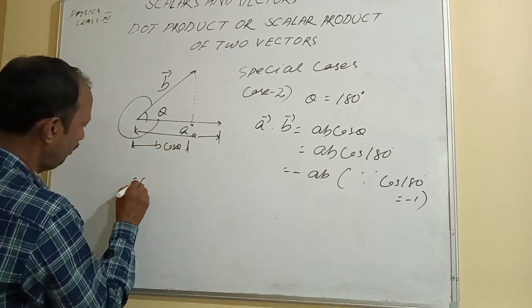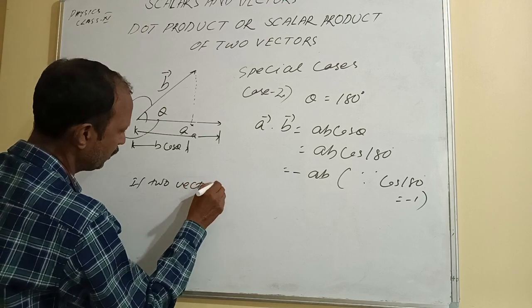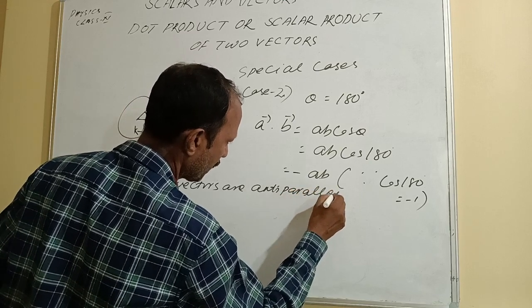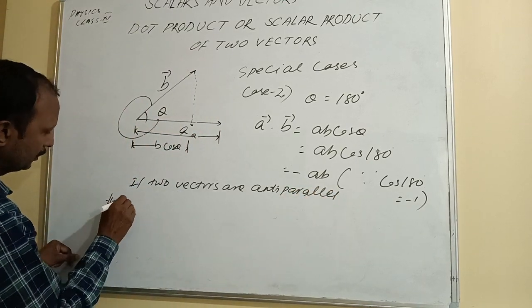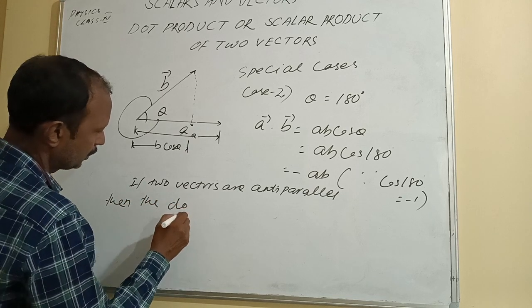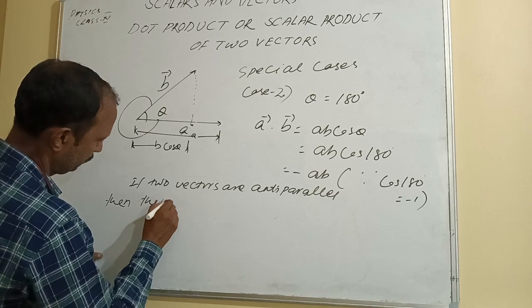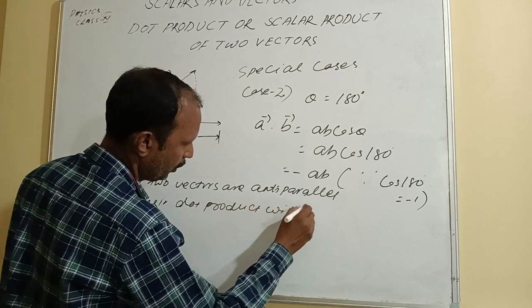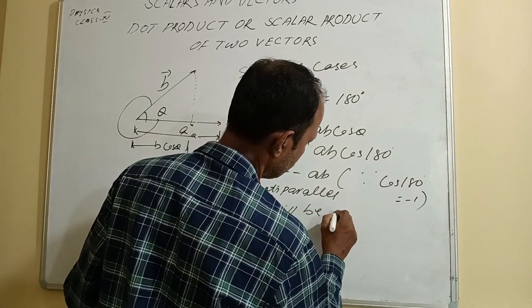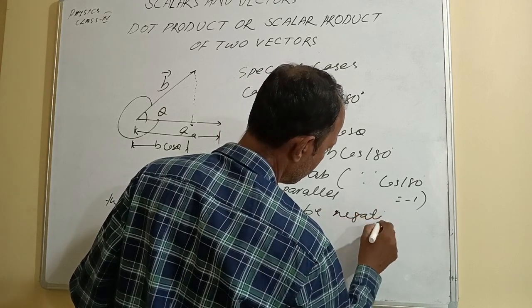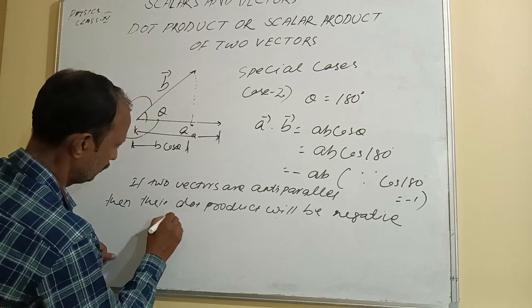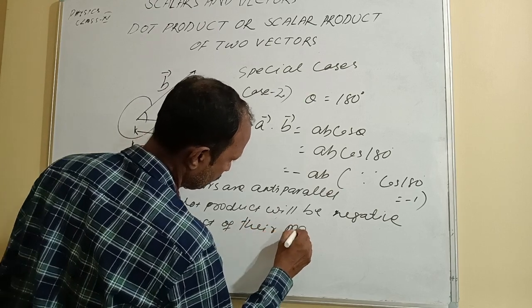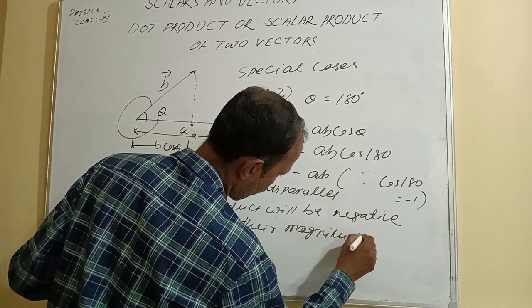So I can say that if two vectors are anti-parallel, then their dot product will be the negative product of their magnitude.